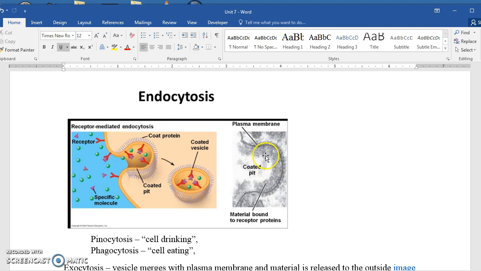And an actual electron micrograph shows this part of the membrane that is moving inward, so it can form around the material on the outside and take it in. When the particles are small and hard to see even with a microscope, it's on a molecular or atomic level, it's called pinocytosis, which literally is cell drinking. Phagocytosis, when they're larger particles that you might be able to see with a microscope, such as cell parts or bacteria, it's called phagocytosis, which is literally cell eating.